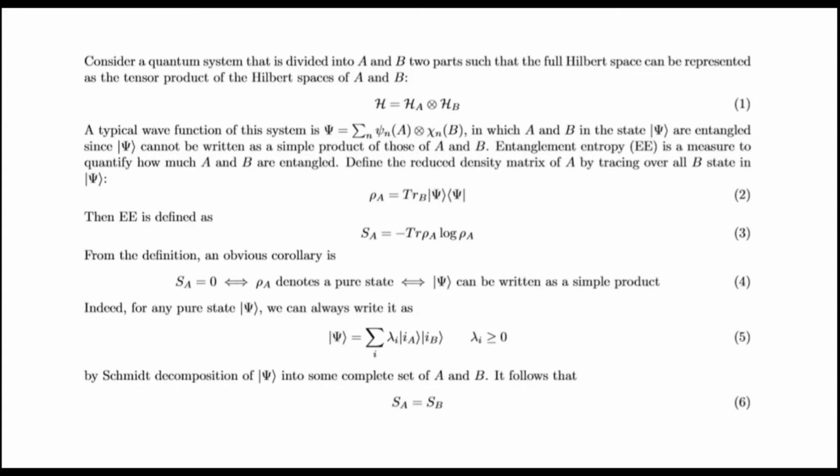Define the reduced density matrix of A by tracing over the B states in psi. The entanglement entropy is defined as this. From the definition, an obvious corollary is this. Indeed, for any pure state psi, we can always write it as this. By Schmidt decomposition of psi into some complete set of states in A and B, it follows that S_A equals S_B.